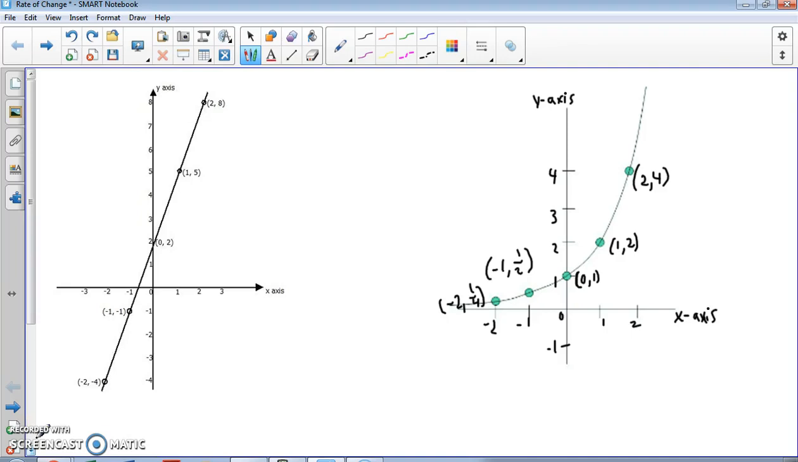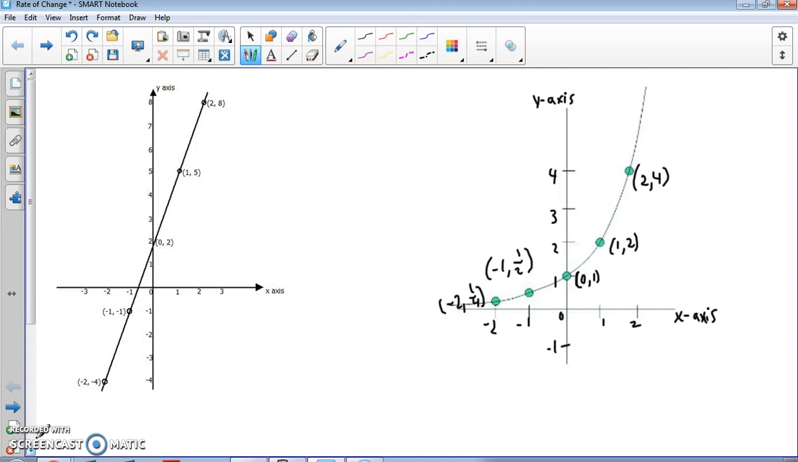So let's talk about rate of change. You'll notice on the left-hand side of the screen, we have a linear function, and on the right-hand side, we have an exponential function. So what makes a function linear and what makes a function exponential?